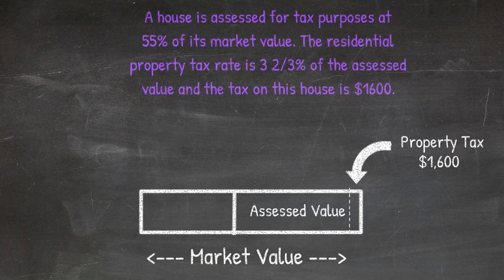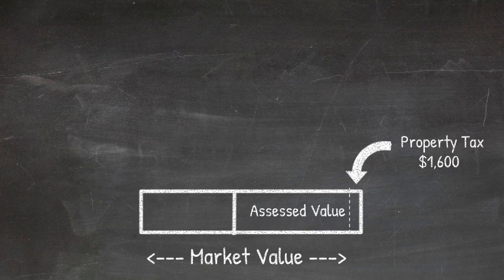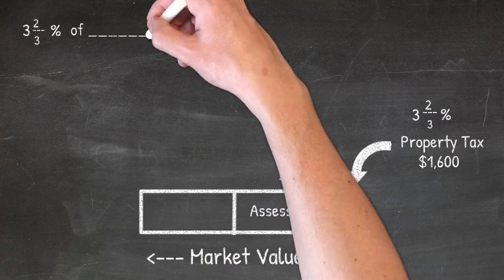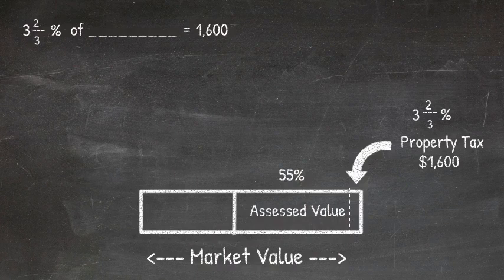So we need to figure out both the assessed value, so that smaller part, and the entire strip, or the market value. Let's start with the assessed. So we know the dollar amount of the 3 2/3% of 55%, so let's start by figuring out that bigger value. 3 2/3% of something is $1,600.